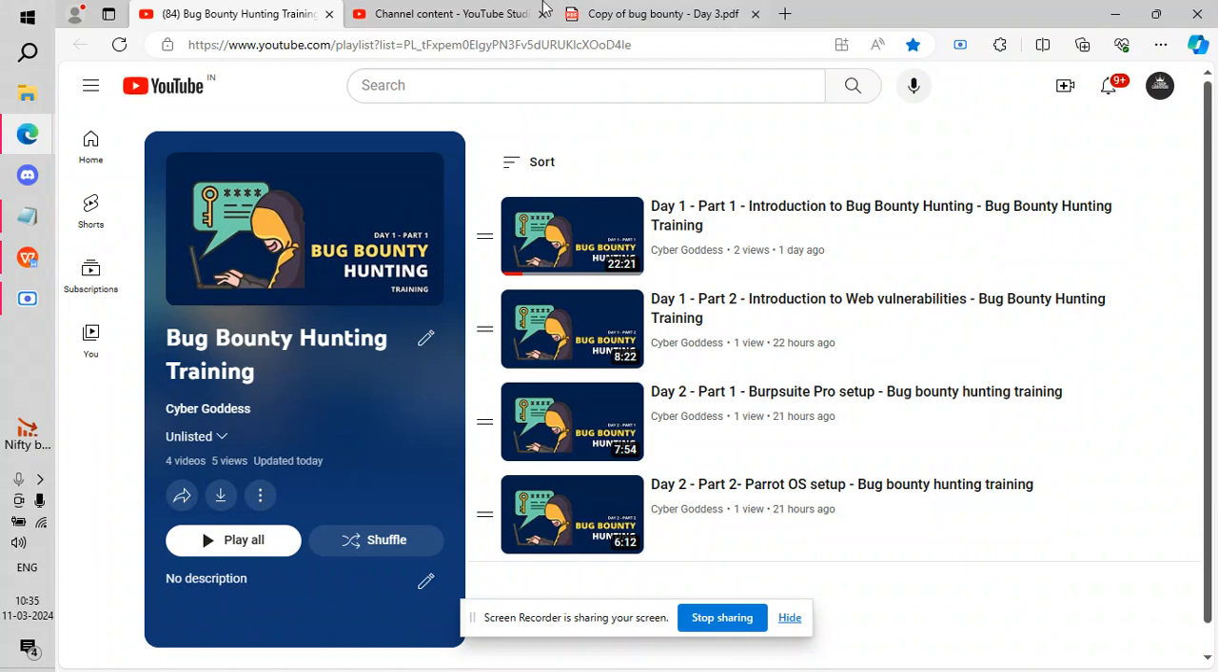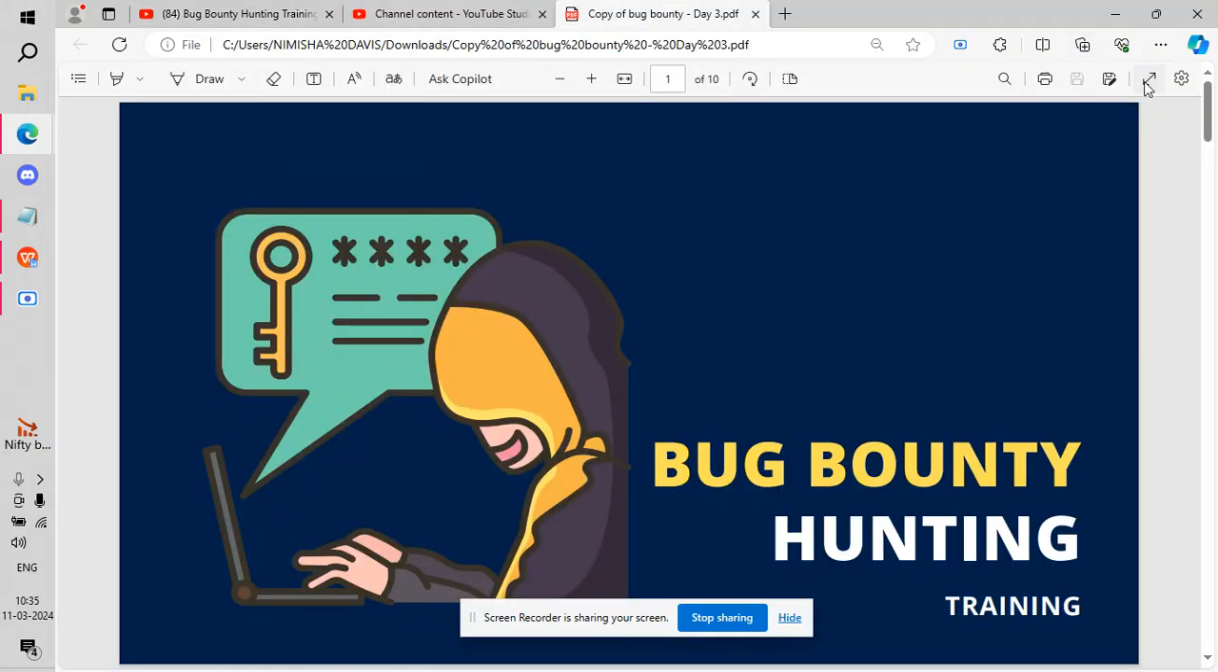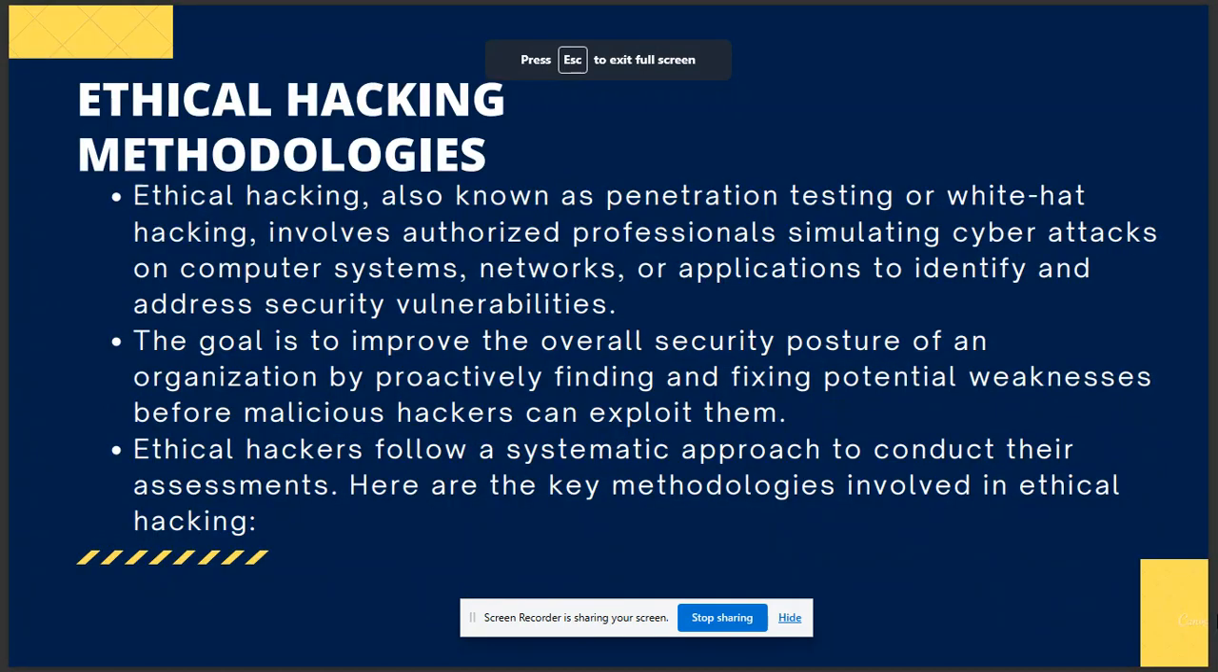So let's start. So you can take the screenshot. We have already discussed what ethical hacking is, what its goals are and all. So ethical hackers or bug bounty hunters need to follow a certain step or systematic approach in order to conduct their assessment. So today we are going to discuss it with an example of a thief.